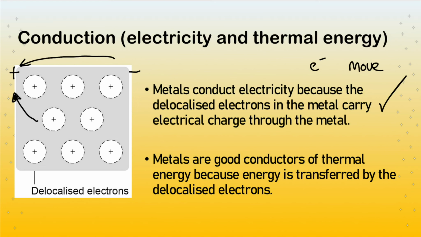And remember that graphite and graphene also have areas of delocalized electrons that can also move and therefore conduct electricity. But metals are also good conductors of thermal energy because, again, the energy is being transferred by these delocalized electrons, so they can move and they can carry this energy. So as they're moving around in the metal, they can carry that energy too, and that causes a quick transfer of energy from one end to the other. So they're very good conductors of thermal energy or heat.